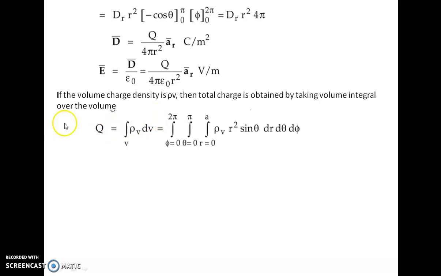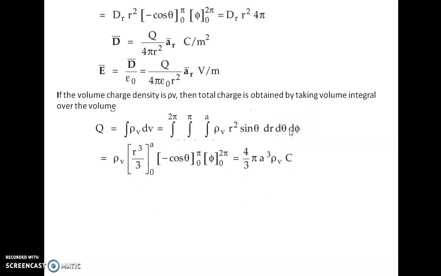One is with respect to theta, another with respect to phi, and one more with respect to r, because in spherical coordinates we have three coordinates: r, theta, and phi. The limit for r will be from 0 to a, the radius of the sphere. Similarly, theta is 0 to pi, and phi is 0 to 2 pi. So rho v into dV in the spherical coordinate system is r square sine theta dr d theta d phi.